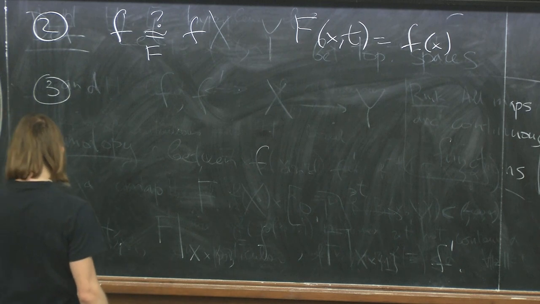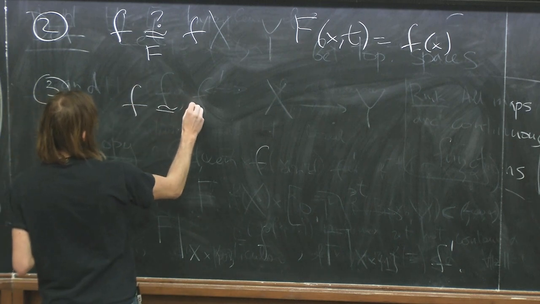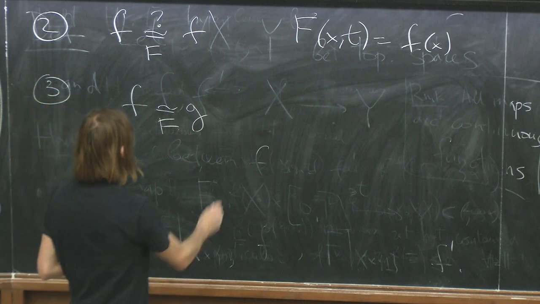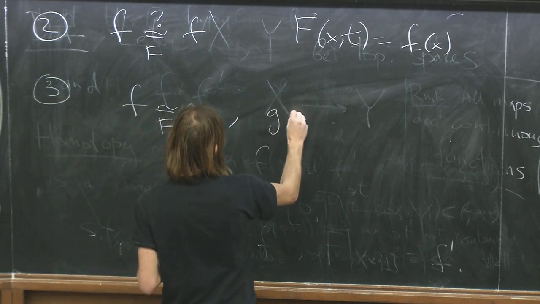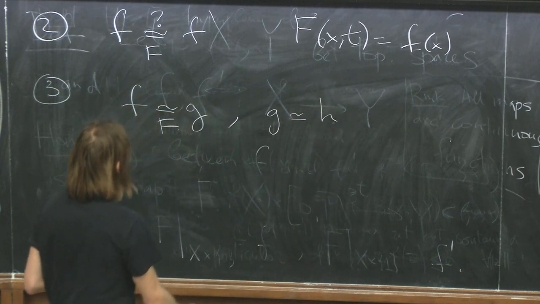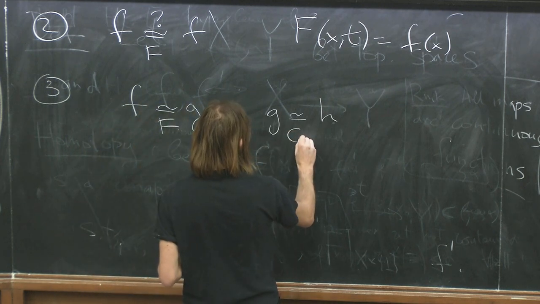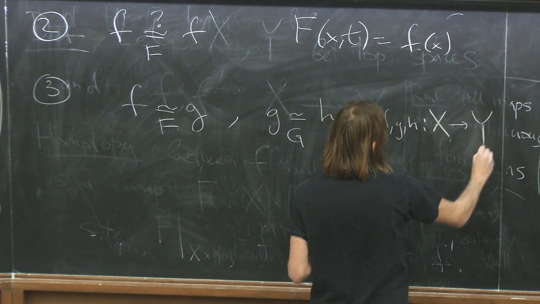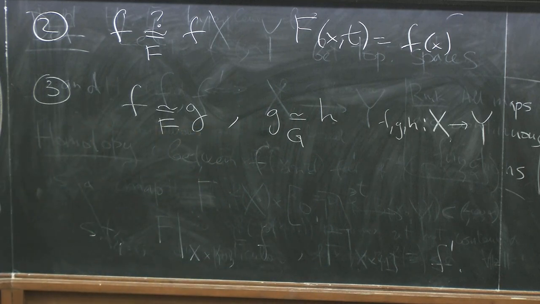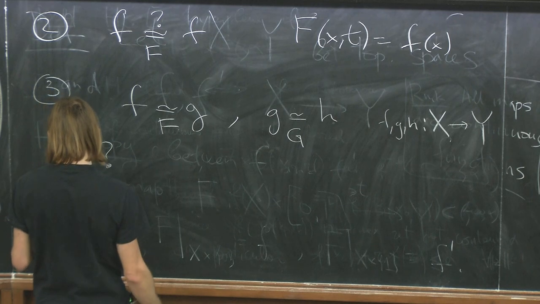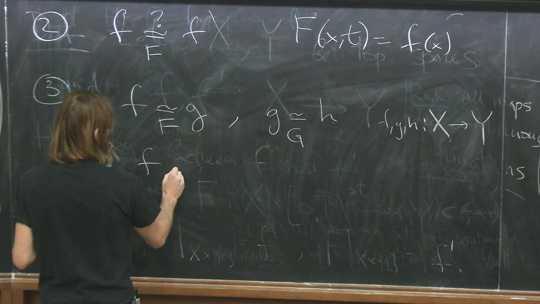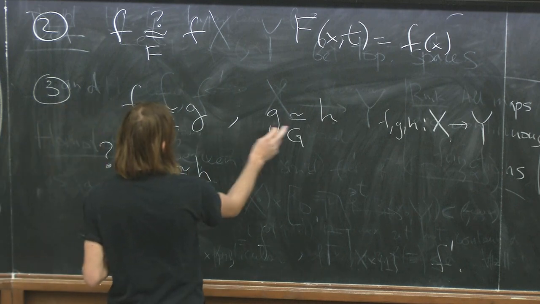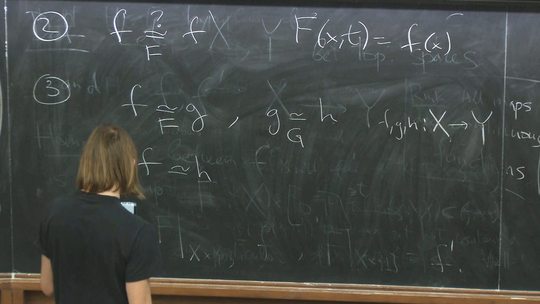And the third, probably the most non-trivial property, is transitivity. So suppose F is homotopic to G through some homotopy capital F, and G is homotopic to a third function H through some homotopy, let's call it capital G. So again, F, G, H is a triple of maps from X to Y. And the question we need to check is whether F is homotopic to H, given these two homotopies.